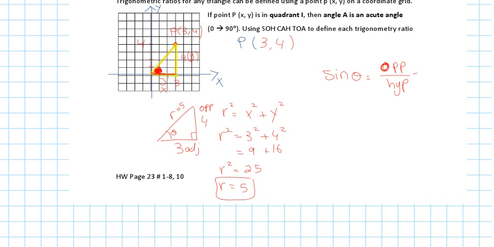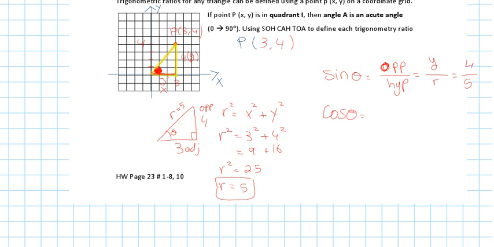Now, how about cosine? What's the formula for cosine? Adjacent over hypotenuse. Just leave it as adjacent over hypotenuse. And what letter did I use for the adjacent? X, because that's the x value of my point, right? Over R. So in this case, it's 3 over 5.